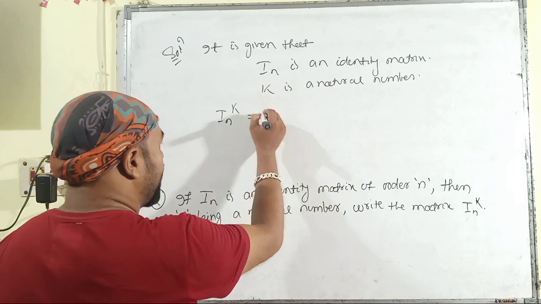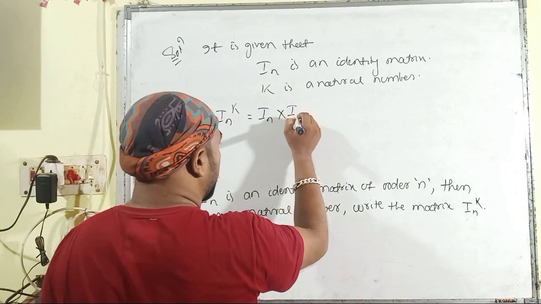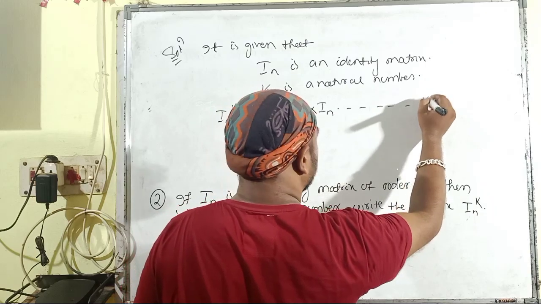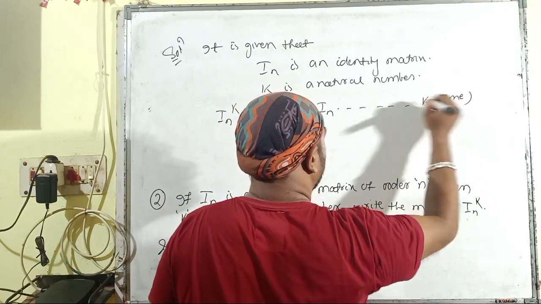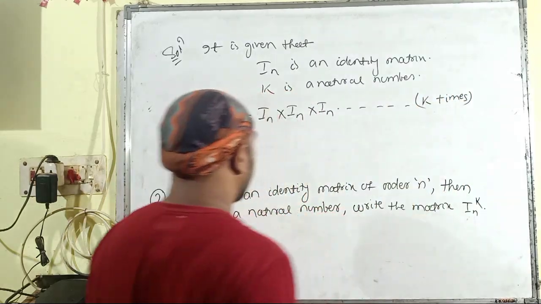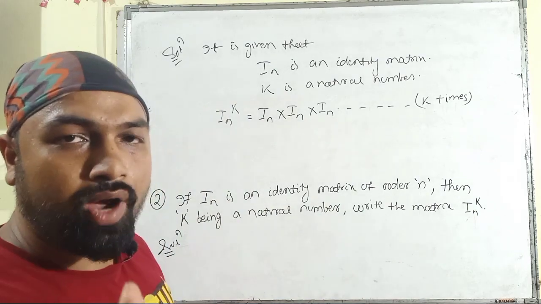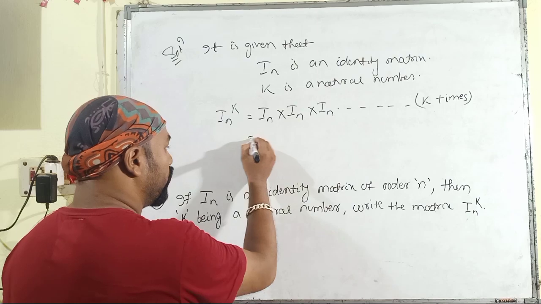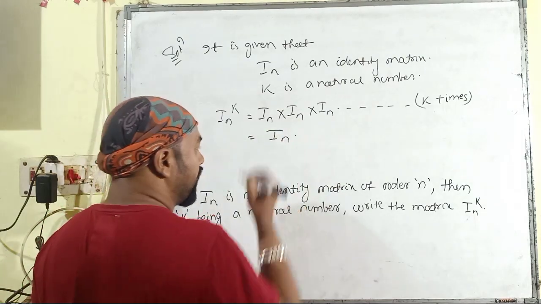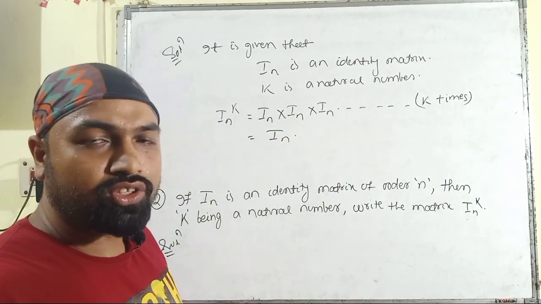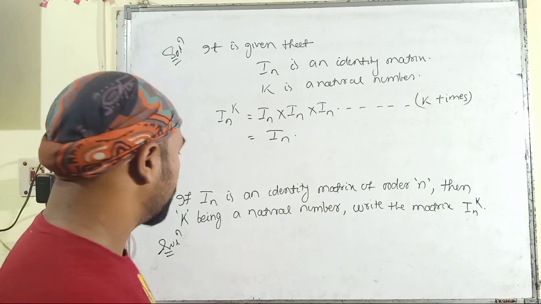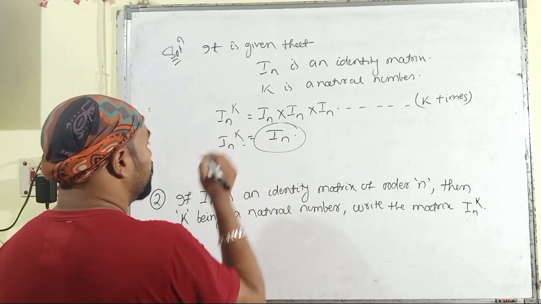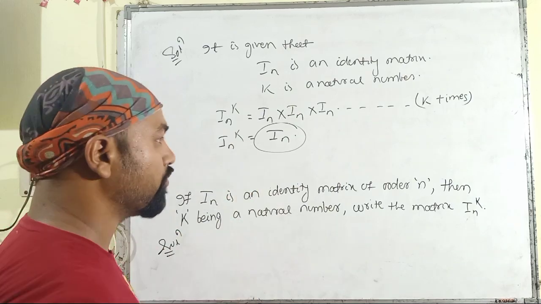That means In multiplied with In, k times. We know that the multiplication of two identity matrices again gives an identity matrix. So the answer will be In, that means it will give us an identity matrix. Then moving to the third problem.